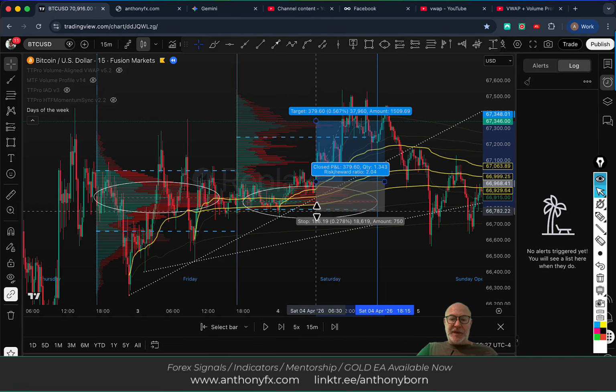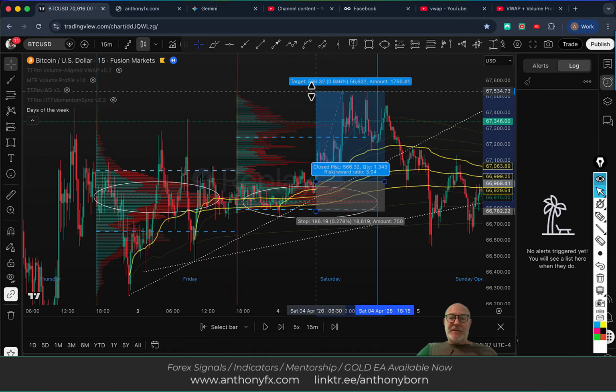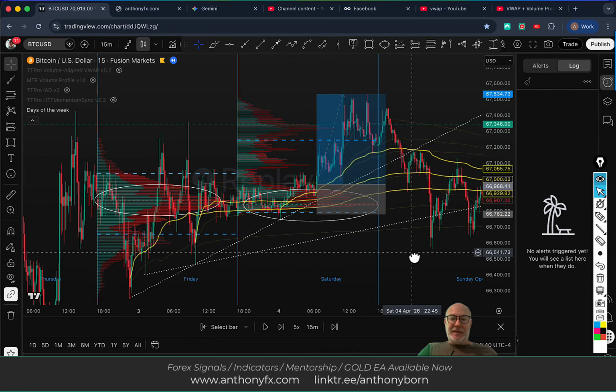In fact, you can tighten that up and go under the blue dotted line, which is the value area low. And there's a 3R gain. It's as simple as that. Keep it simple. If you follow these rules, you'll do really well.